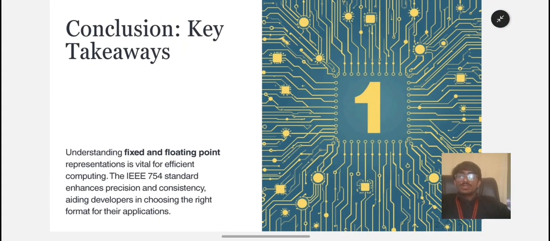And last, the conclusion and key takeaways. Understanding fixed and floating point representation is vital for efficient computing. The IEEE 754 standard enhances precision and consistency, aiding developers in choosing the right format for their applications.